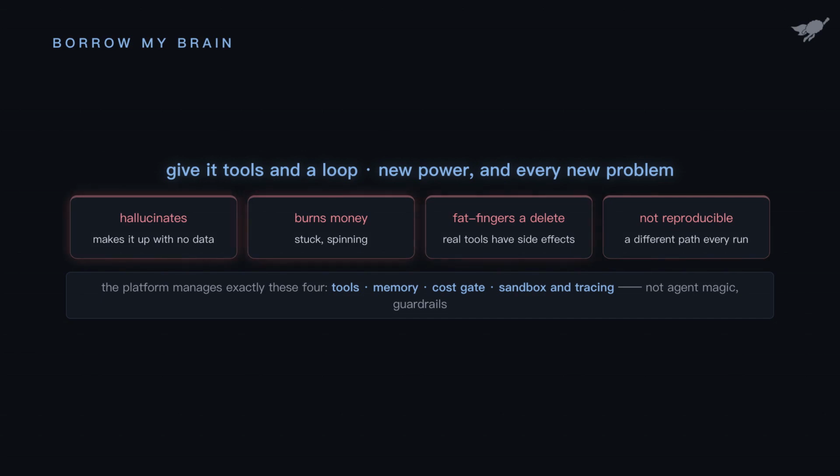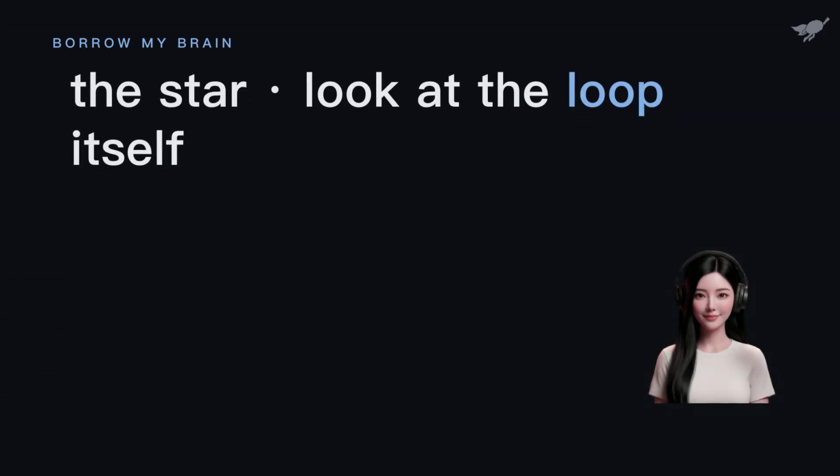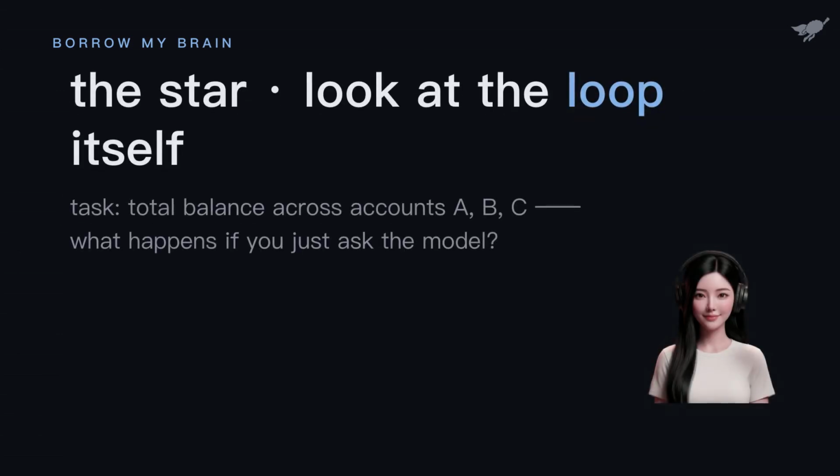The platform is there to manage these 4 things, giving it tools, memory, a cost gate, a sandbox, and tracing. We'll run through them one at a time, for real. First, let's look at the loop itself, today's main character.